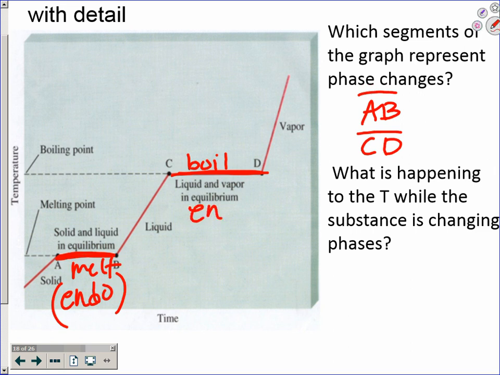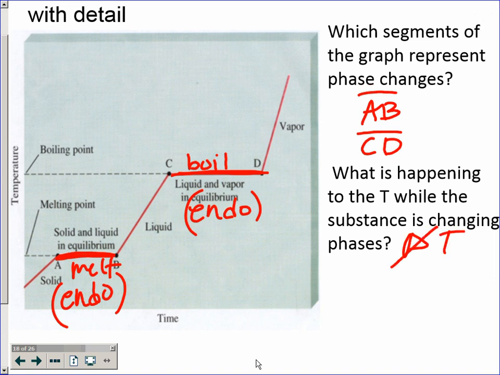Same thing here. This is an endo process. Though we're exchanging some energy here, it does not influence the temperature. So we're again going to mention temperature and kinetic energy are not the same thing. So what's happening to the temperature while the substance changes phase? Okay, so there's no change in temperature.